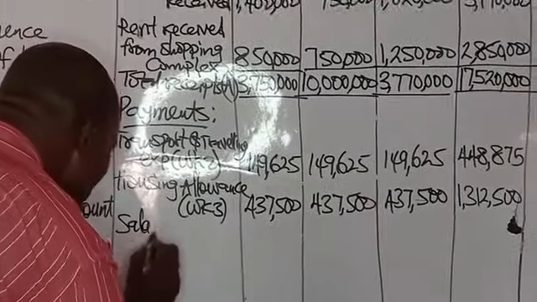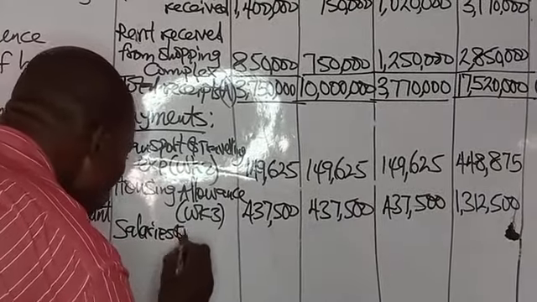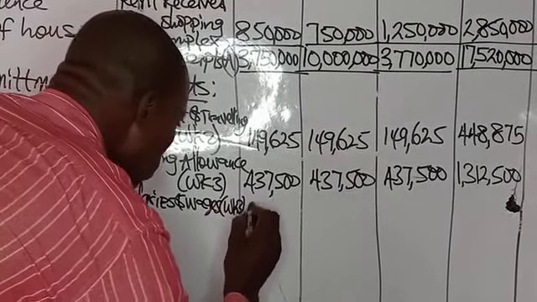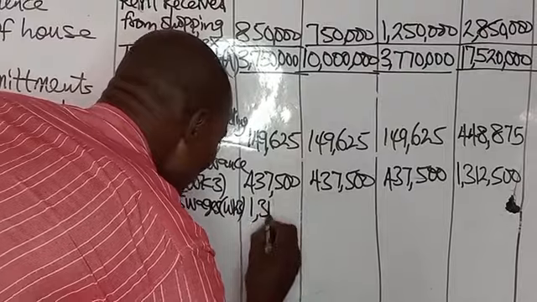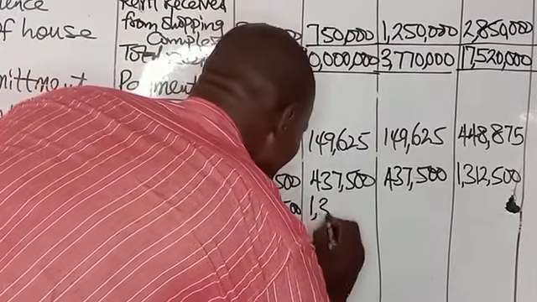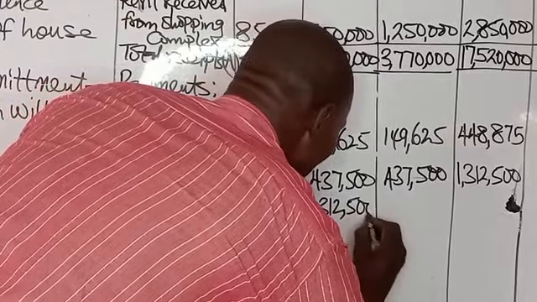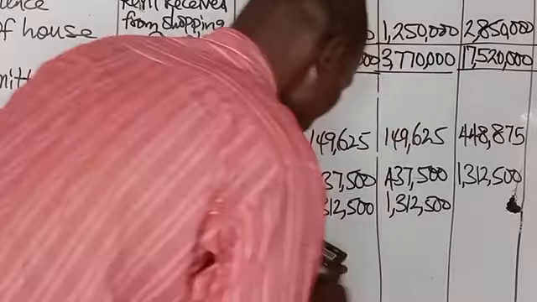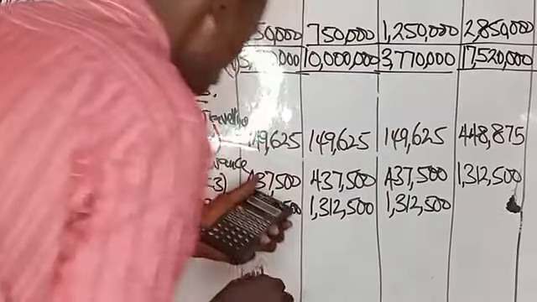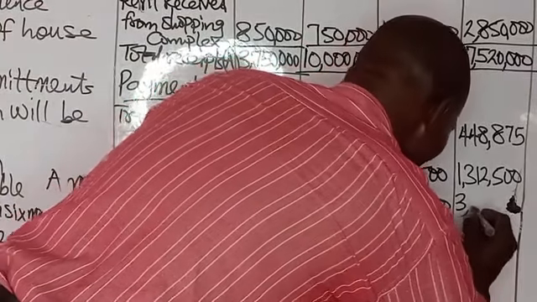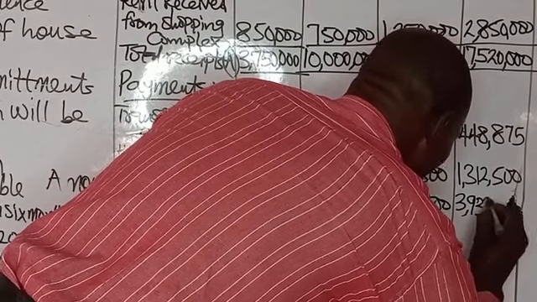So salaries and wages, working three. 1,312,500 for January, 1,312,500 for February, 1,312,500 for March. For the 3 months, sum it up. The total is 3,937,500.